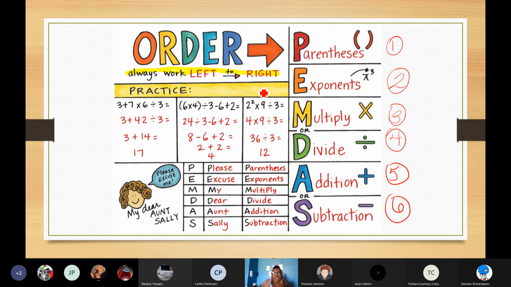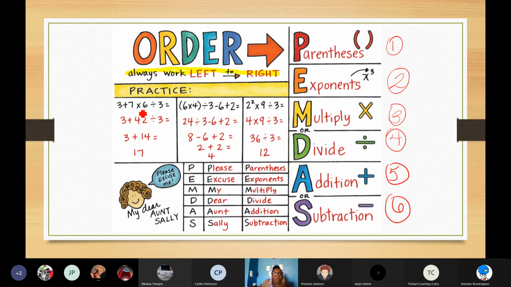Okay? A really cool way to remember this is PEMDAS. Please excuse my dear Aunt Sally. That's a really easy way to remember which operations to use first.